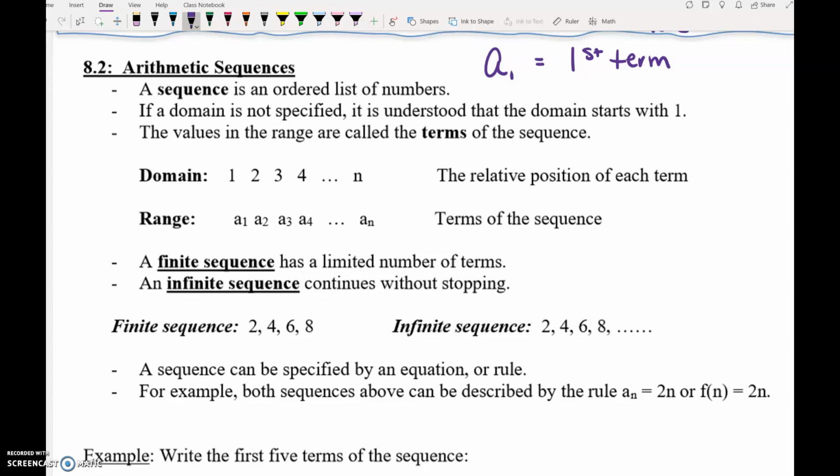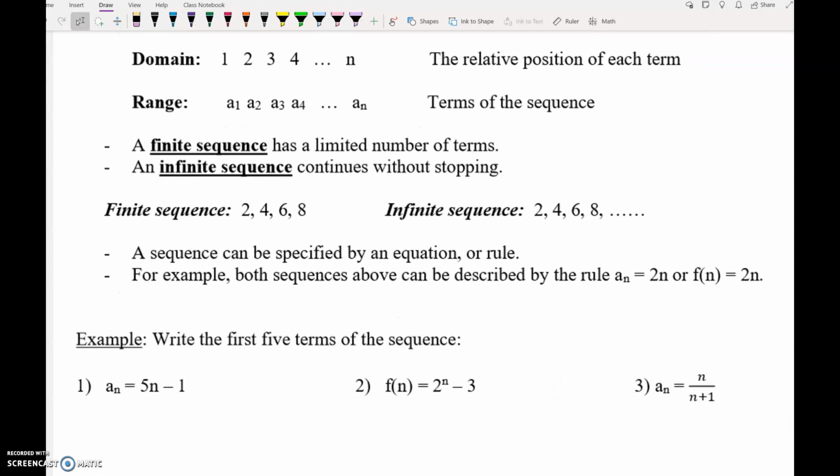A finite sequence has a limited number of terms. So if it says 2, 4, 6, 8, and then there's nothing after the 8, that is a finite sequence. It has an end. An infinite sequence, they put the ... at the end to indicate that whatever pattern existed in the first part is going to continue. That would be an infinite sequence.